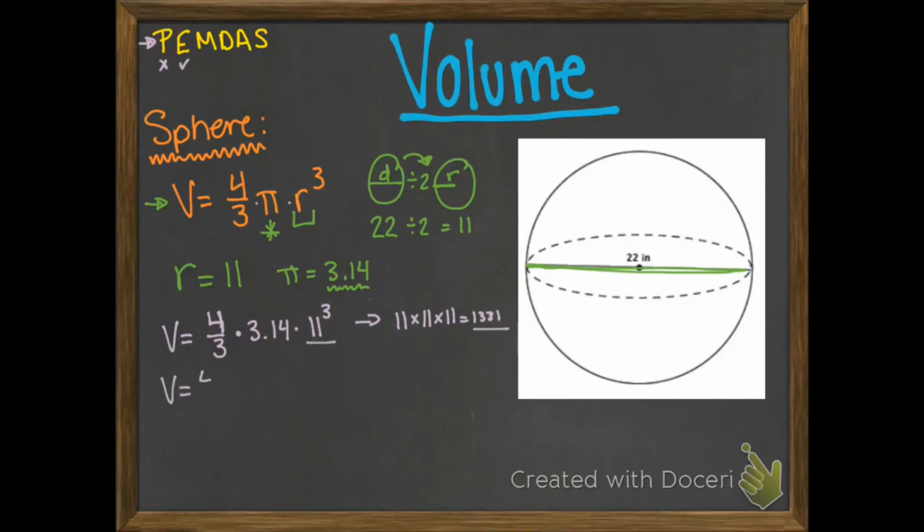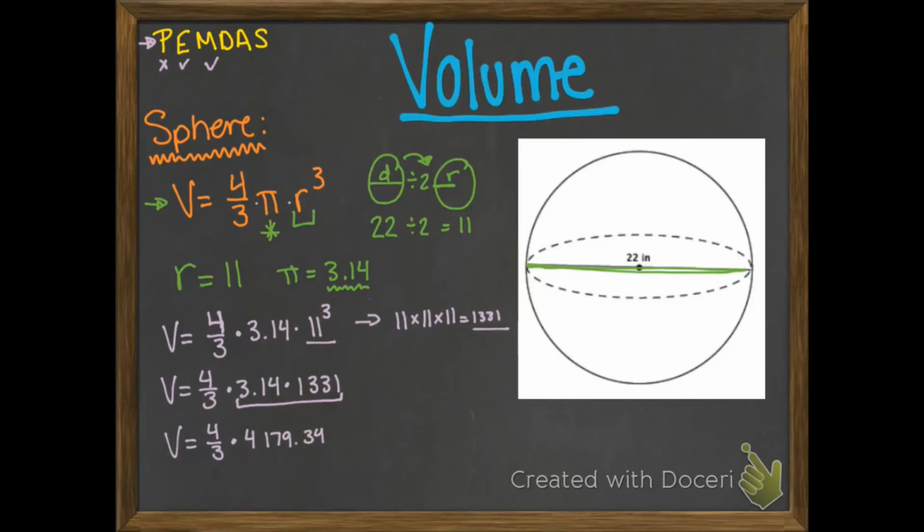So volume equals 4/3 times 3.14 times 1331. Your next step in PEMDAS is to multiply. So we're going to multiply 3.14 times 1,331. So I'm going to keep rewriting it. So volume equals 4/3. And what I got when I multiplied those two together was 4,179.34.